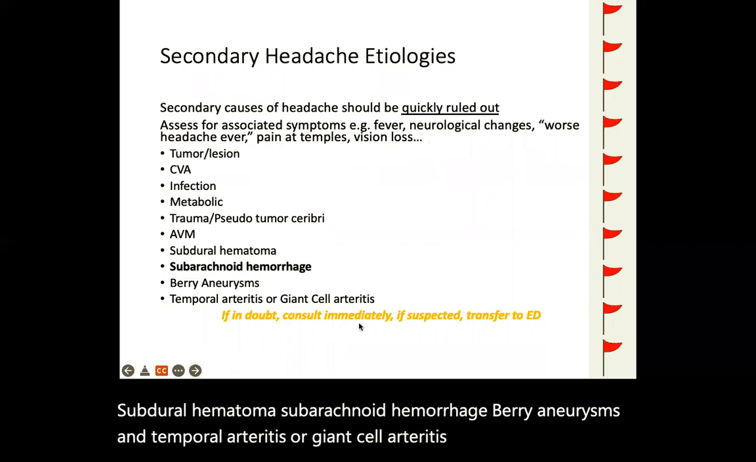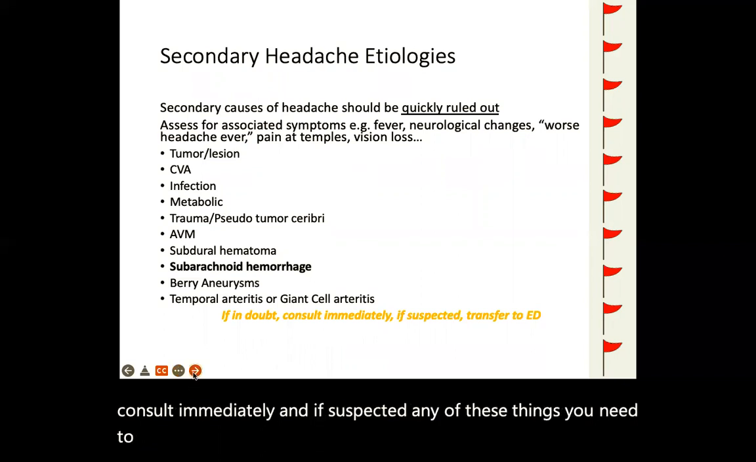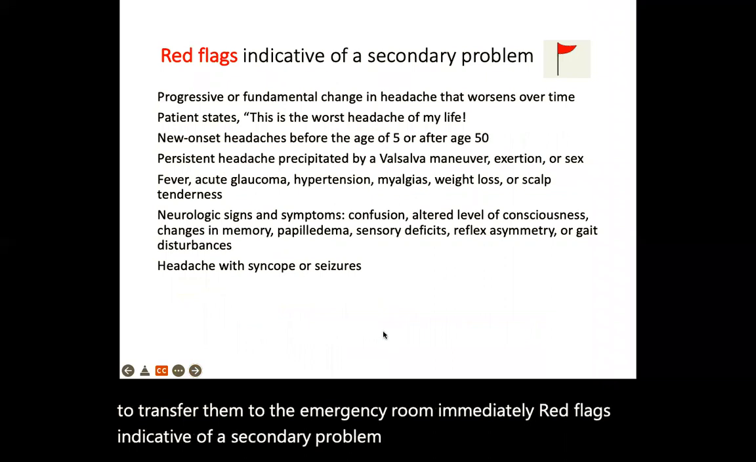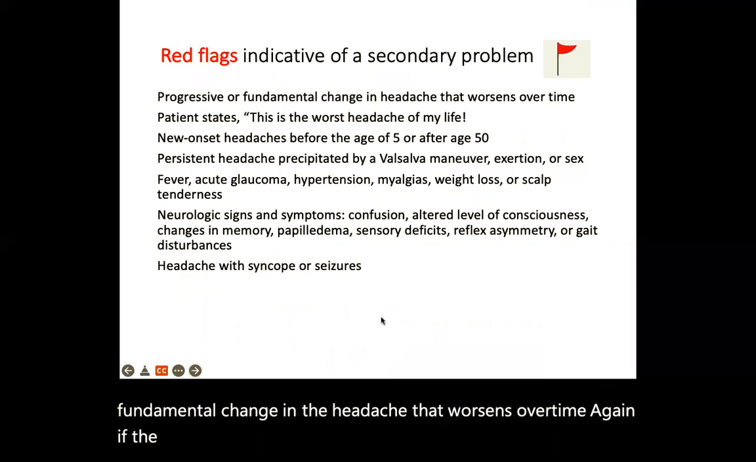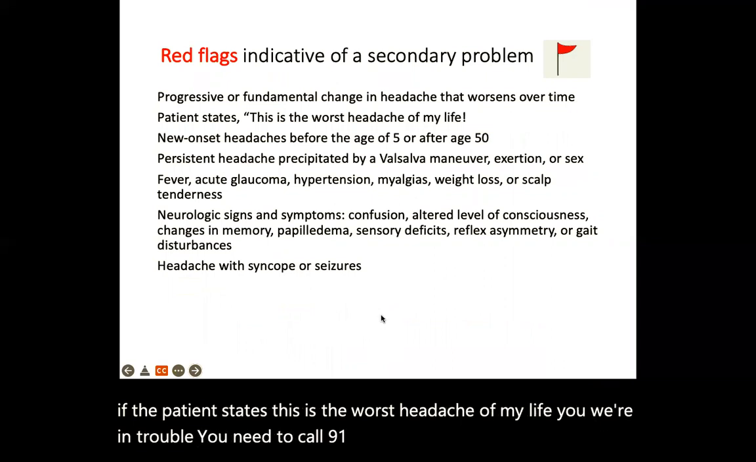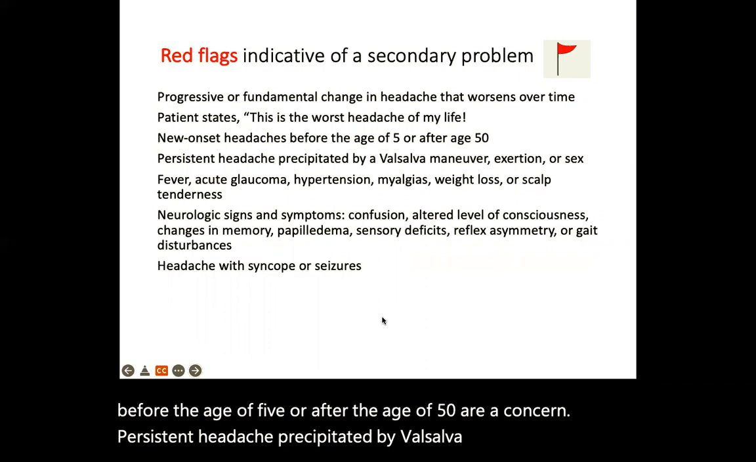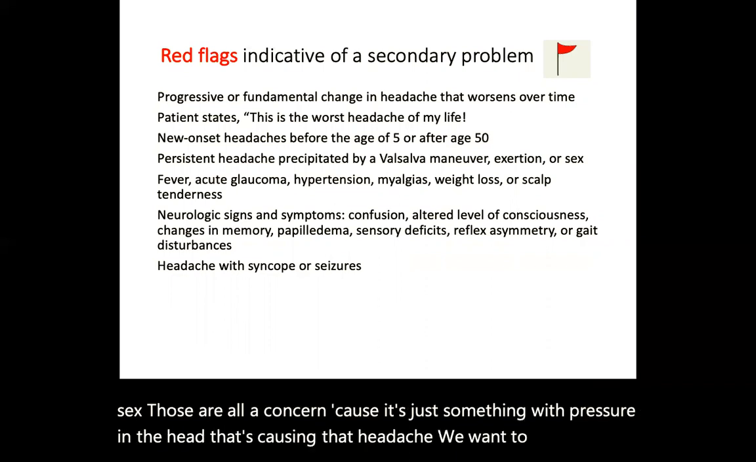Again, if in doubt, consult immediately, and if you suspect any of these things, you need to transfer them to the emergency room immediately. Red flags indicative of a secondary problem include progressive or fundamental change in the headache that worsens over time. Again, if the patient states, "This is the worst headache of my life," we're in trouble. You need to call 911. New onset headaches before the age of 5 or after the age of 50 are a concern. Persistent headache precipitated by a Valsalva maneuver, exertion, or sex, those are all a concern because it's just something with pressure in the head that's causing that headache. We want to make sure that that is addressed immediately.